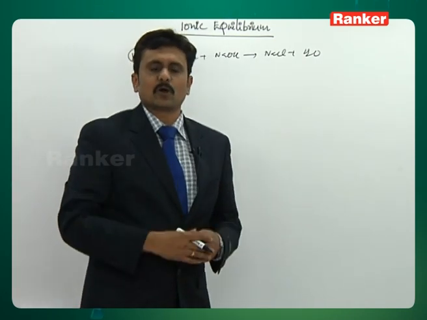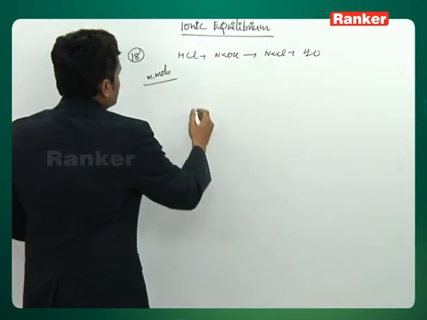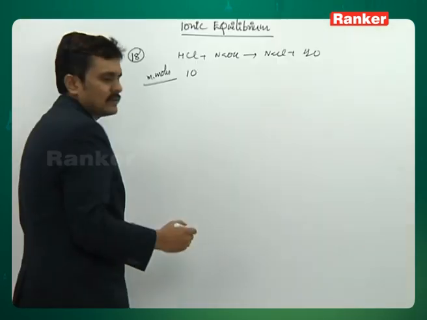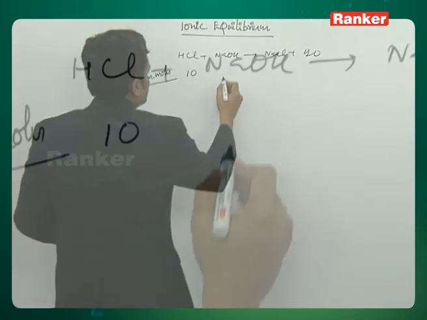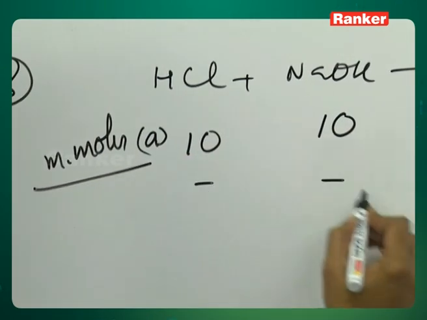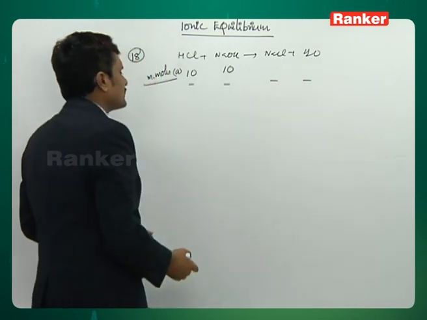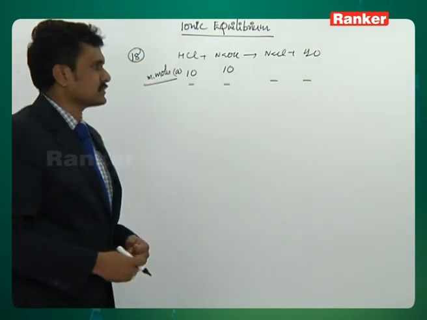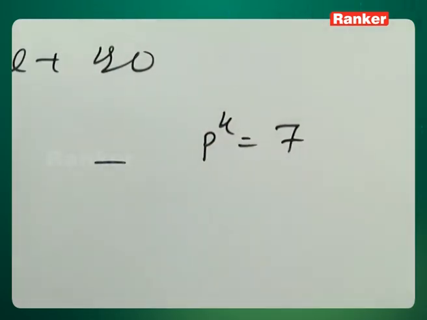So we are given in option A that we have taken 0.1 into 100, that is 10 millimole of HCl, and 0.1 into 100 of NaOH, that is 10 millimole of NaOH. In option A we can see these two are completely consumed, so there is no question of any residual HCl or NaOH, hence the pH of the solution will remain at 7, that means completely neutral.